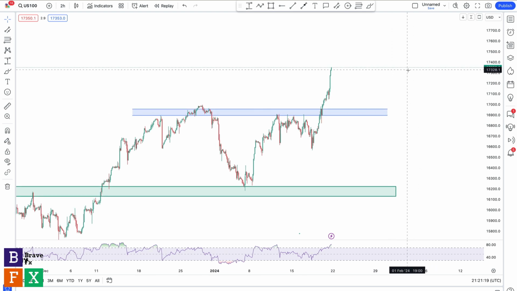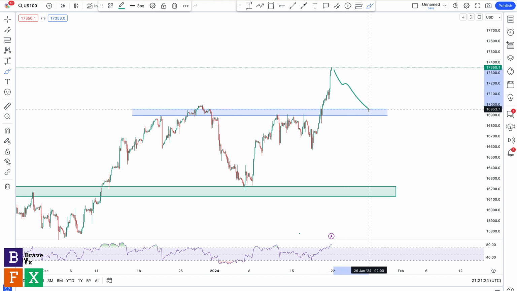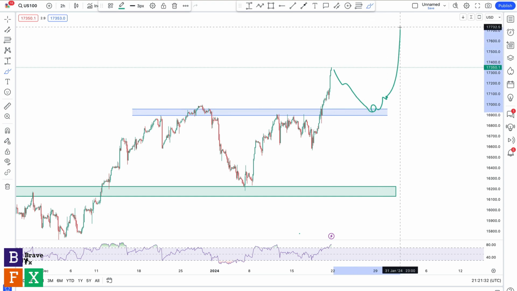So for those who aren't in yet, I would suggest you simply wait for some sort of retest. There's no guarantee that we may get this retest, but if we get those retests followed by a reversal, then that will be your confirmation to go long, aiming for higher price targets.